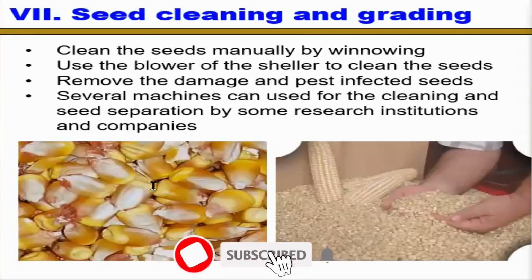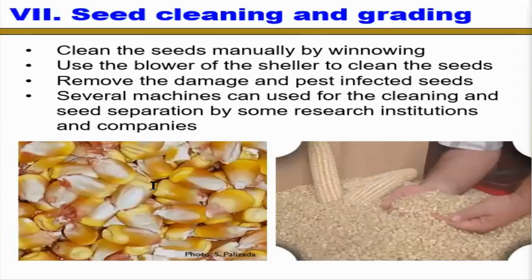Okay. Next, one of the important things to do if you go into seed production, being a seed grower, or to conserve your grain for other uses or next planting: first, you clean the seed manually by winnowing. Winnowing is an old traditional way using natural air or wind, but we also have the mechanical one. You use the blower or sheller to clean the seeds.